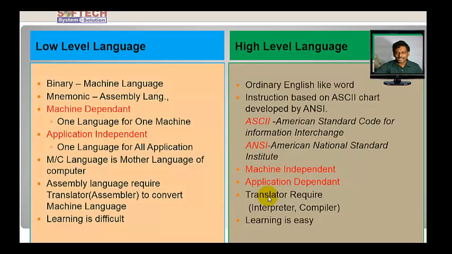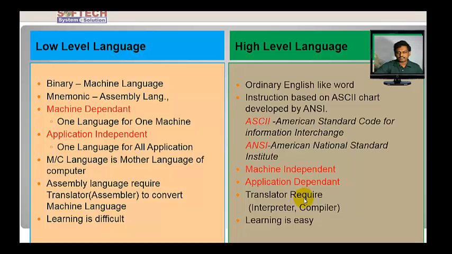For scientific-related applications, Pascal. So one language can develop one kind of application. This is application dependent. This is a demerit. But machine independent is a merit. A translator is also required here, because the computer understands only machine code, but this one is a high-level language. We already discussed it: the interpreter is a line by line translator.